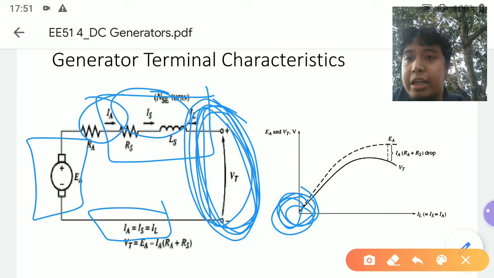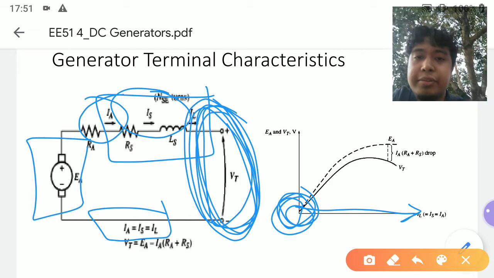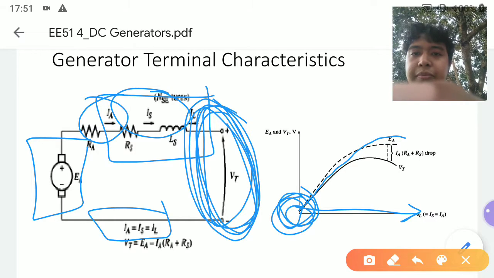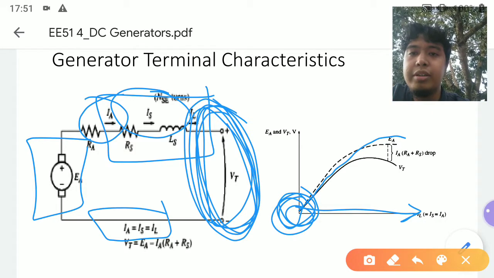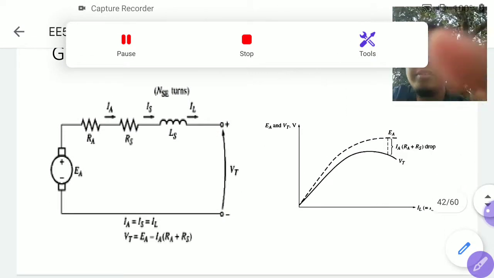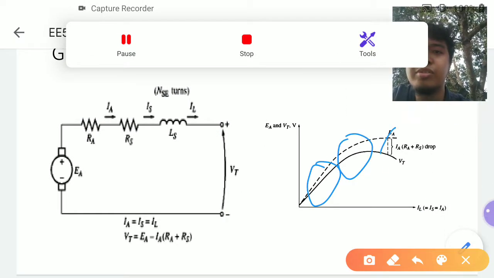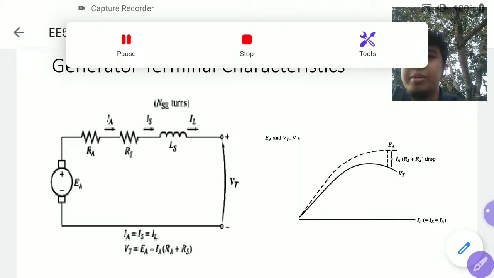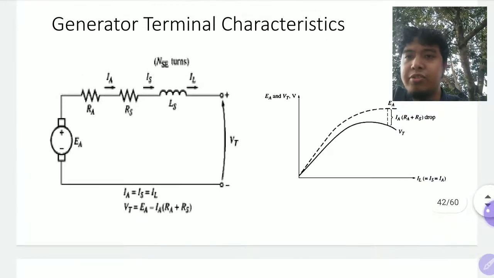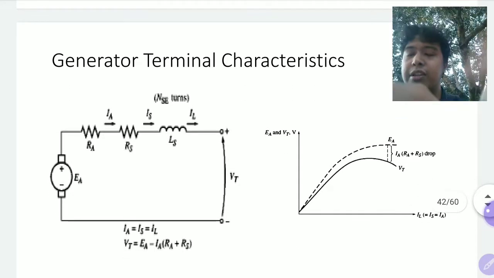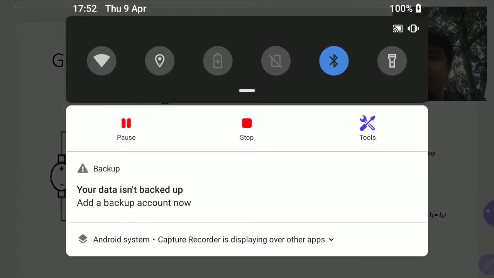Okay, and then as you load the machine, your EA grows. Your terminal voltage also grows, but the voltage drop, this difference, also grows. So you have this effect at the generator terminals. I'll pause this video in a bit to shift to motor characteristics.